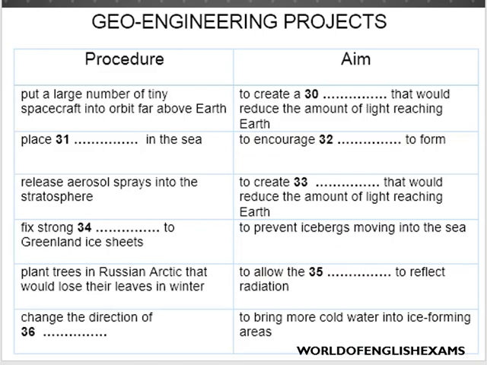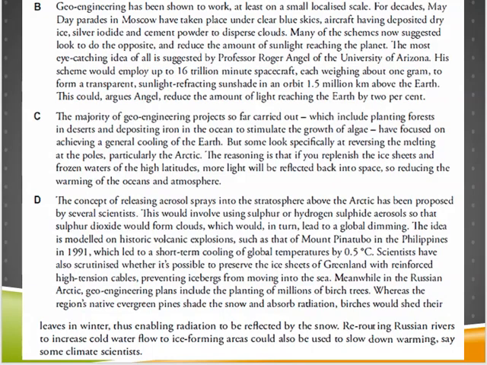Let's see the first one. Put a large number of tiny spacecraft. Here spacecraft is the noun that we are looking for. And let's see where we find that. Yeah, so geoengineering has shown to work at least on a small localized scales for decades. Mayday parades in Moscow. Till now we haven't got the word spacecraft.